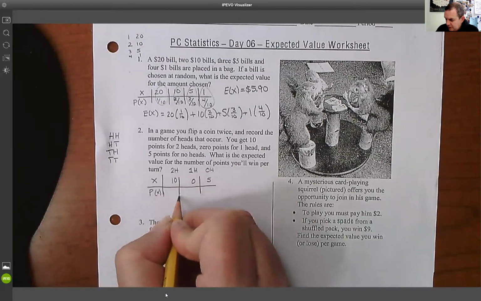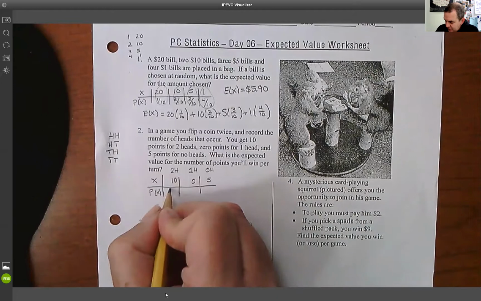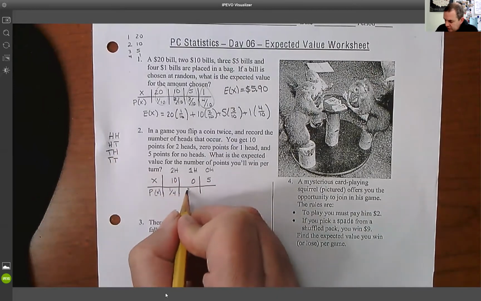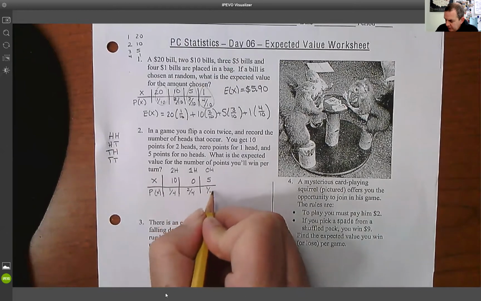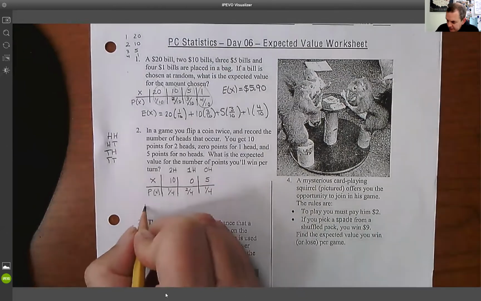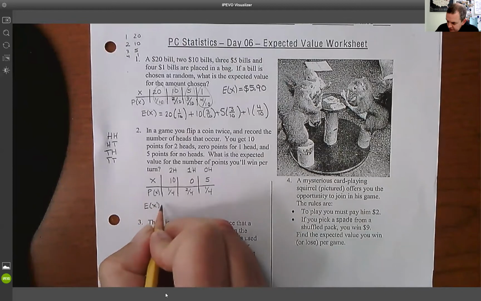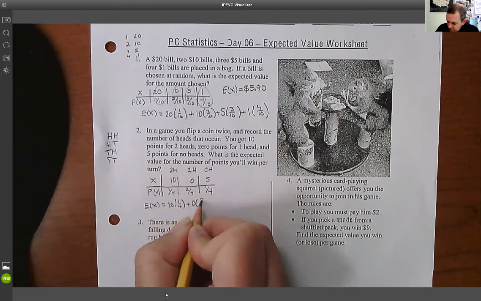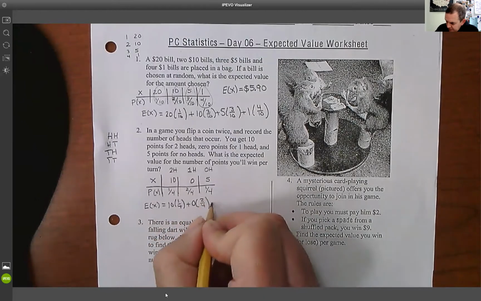Well, there's only one way to get 2 heads out of 4 total. There are 2 ways to get 1 head, so 2 out of 4, and 1 way to get no heads. So your expected value is 10 times 1/4 plus 0 times 2/4 plus 5 times 1/4.